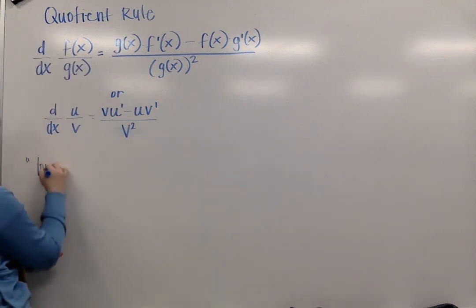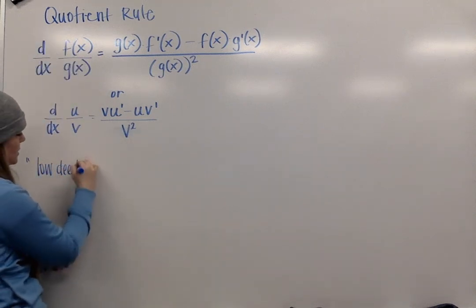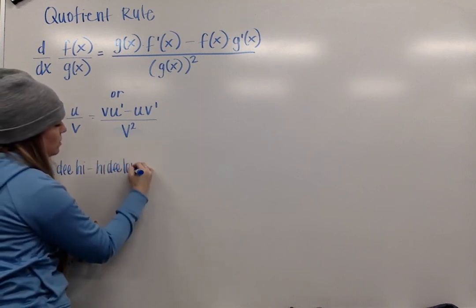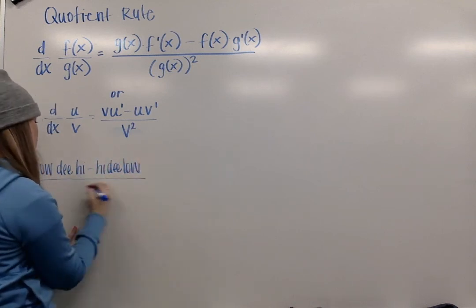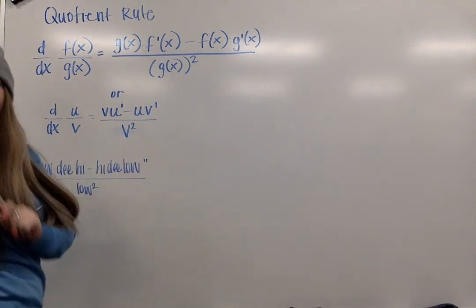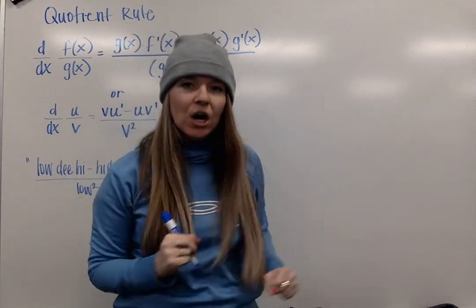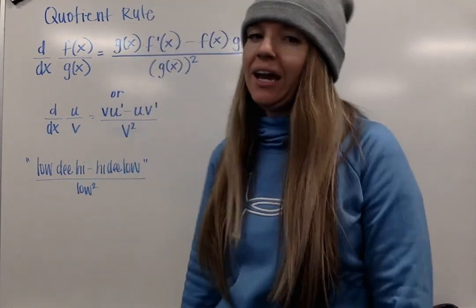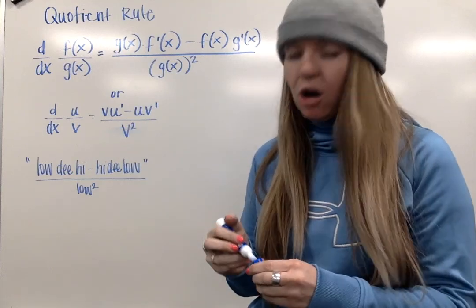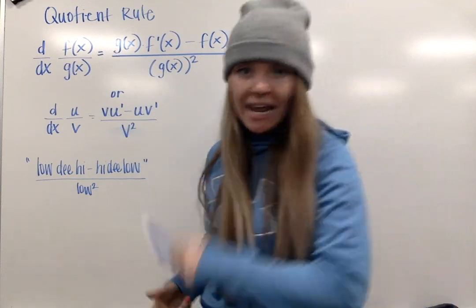So just a little, almost like a nursery rhyme type thing to kind of help us remember this. We say low d high minus high d low over low squared. Low d high minus high d low over low squared. Okay, again, it's just a little helpful thing to help us remember this pattern. So let's go ahead and take a look at it in action.